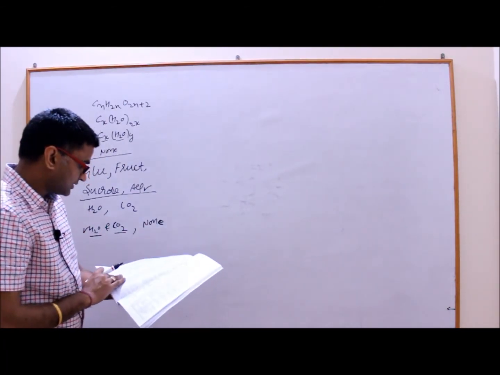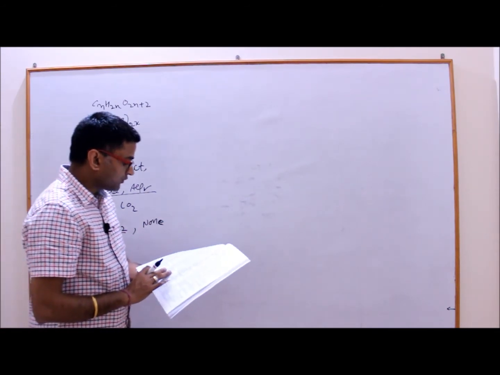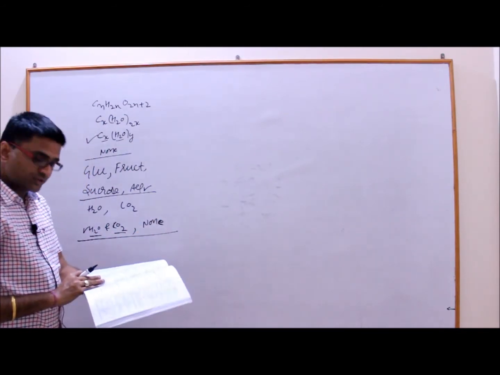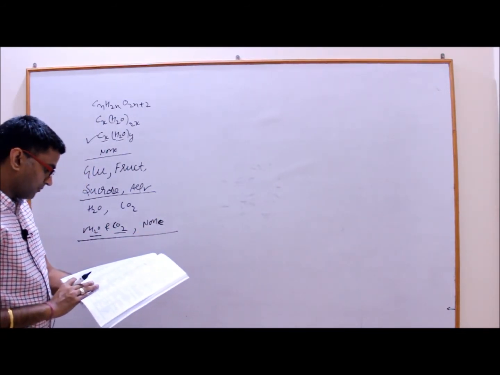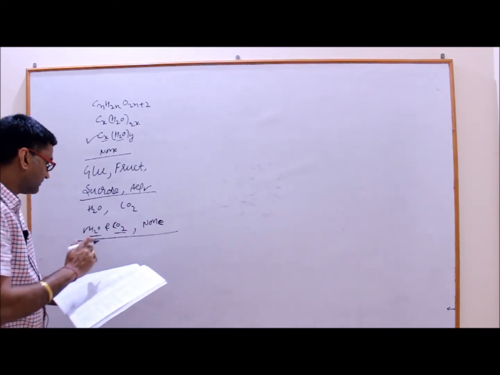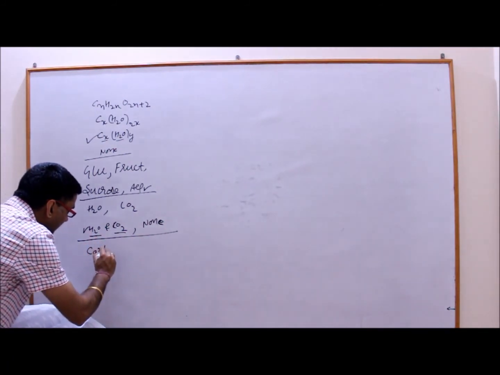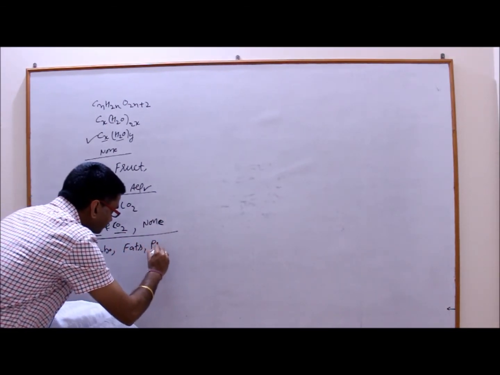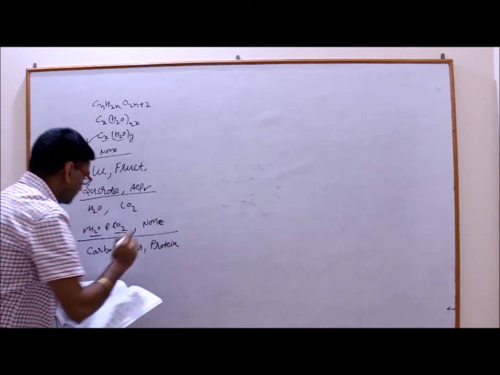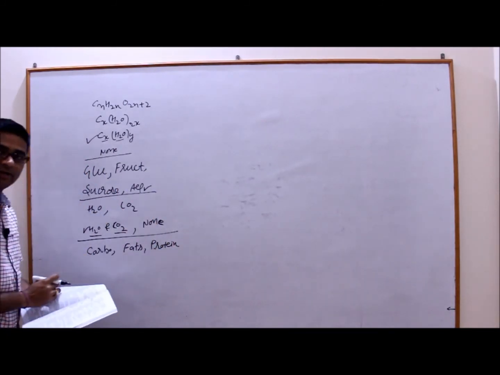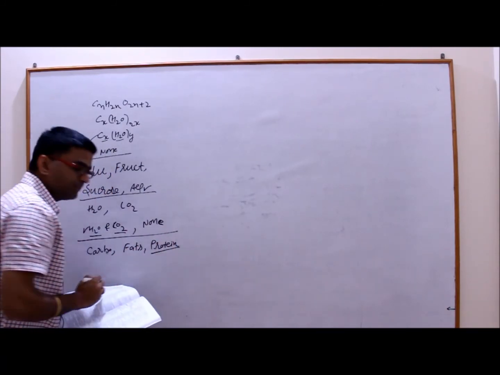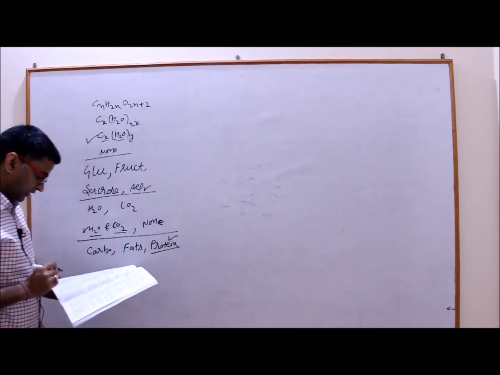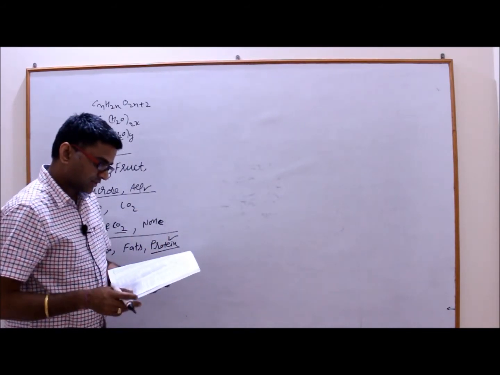Okay, so let's see the next question. Which of the following foodstuffs contains nitrogen? Options are carbohydrates, fats, and protein. So which out of these contains nitrogen? We know that it is protein, because it has amino acids, and in amino acids we have nitrogen. So the answer is protein.